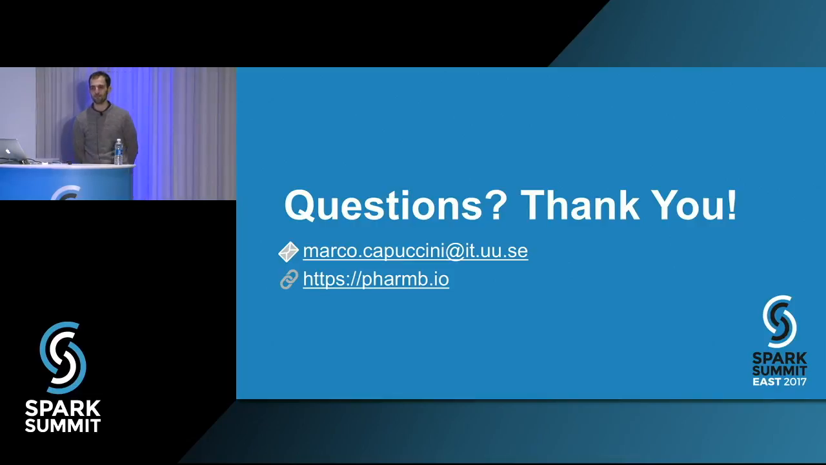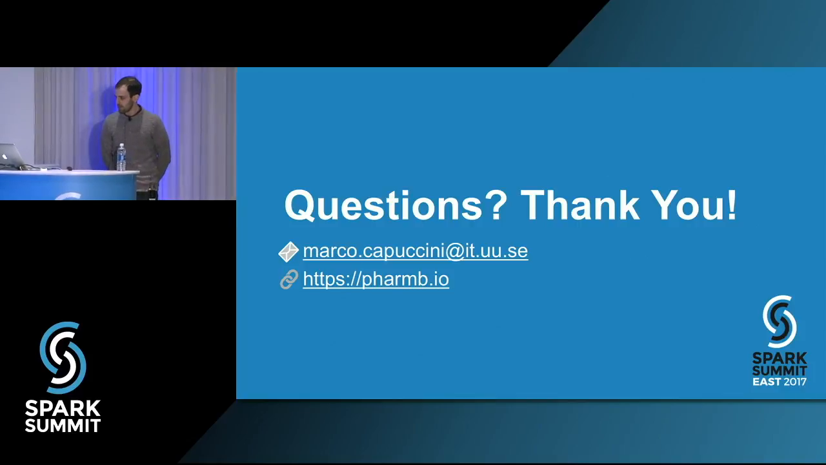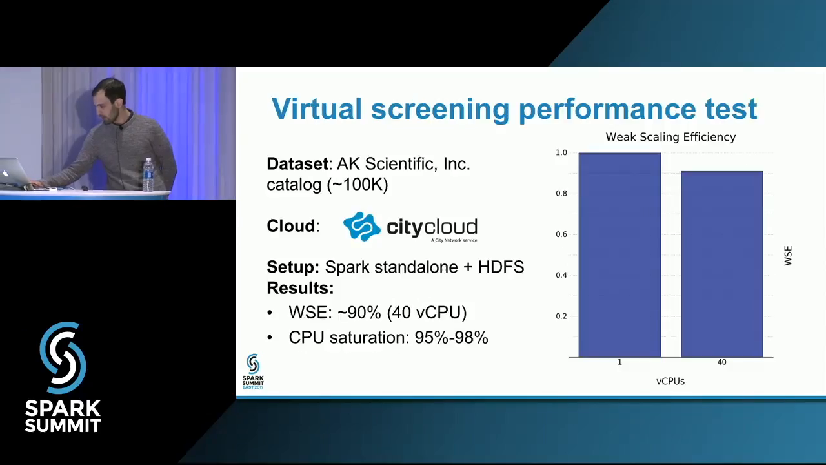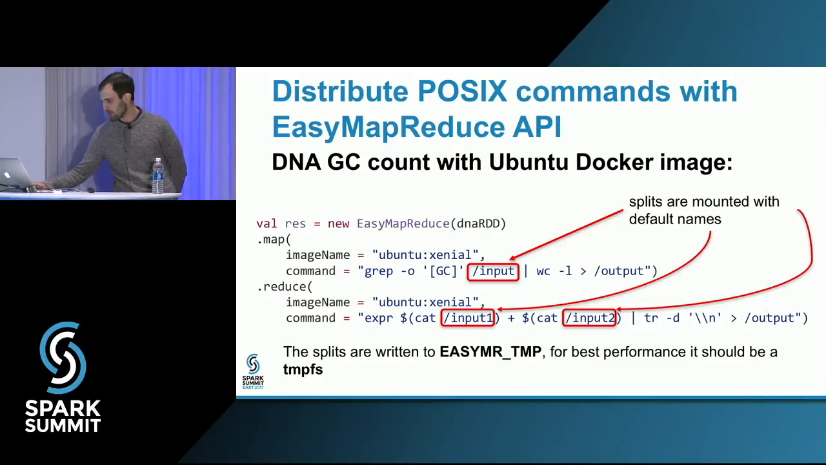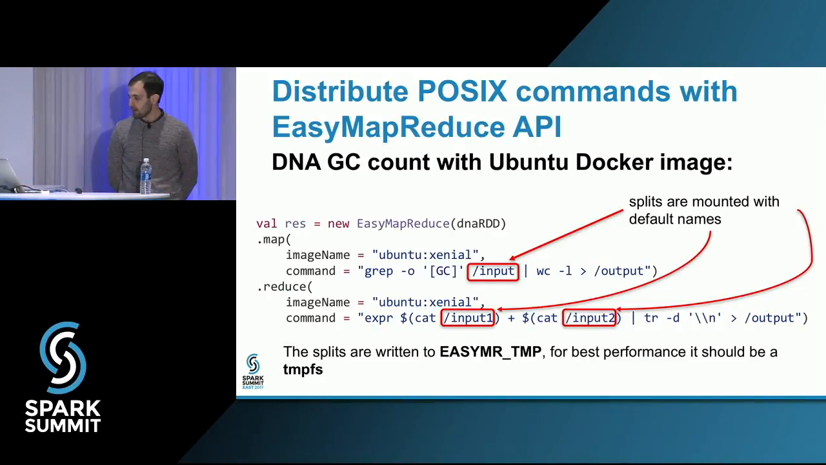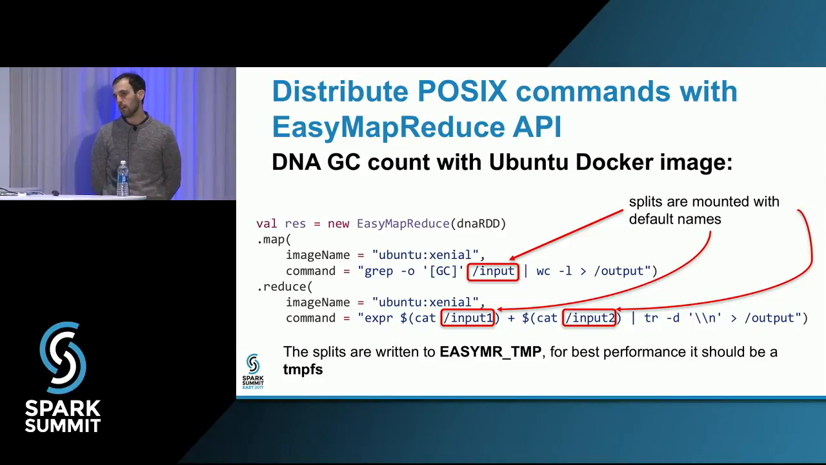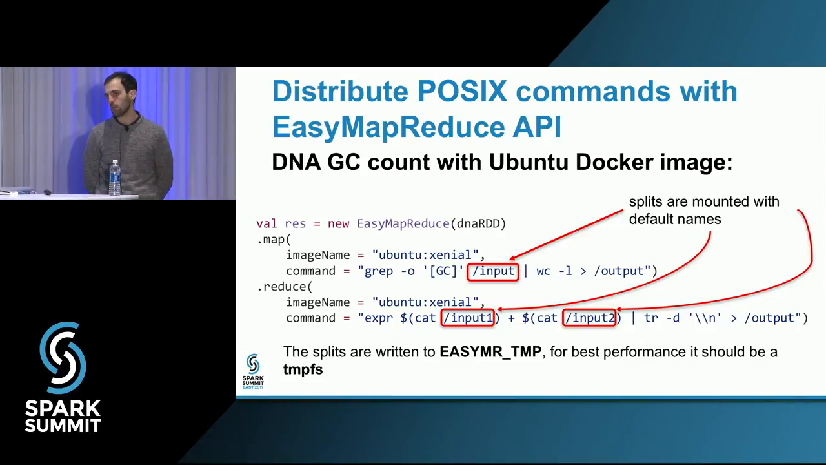Thanks. I have some questions regarding how you serialize data between an RDD and your Docker containers. Okay, so what happens is that, let me get to the slides. You see that there is this input file that gets mounted inside the Docker container. So what EasyMapReduce does is that it just takes the string, which is already serialized, and then it writes it to a file. And then this file gets mounted inside the Docker container. So it's a pretty simple approach.